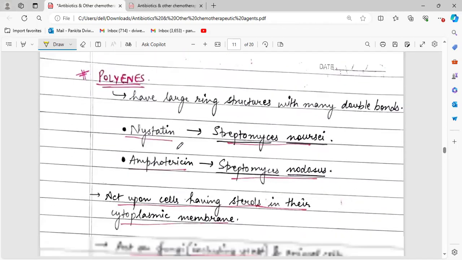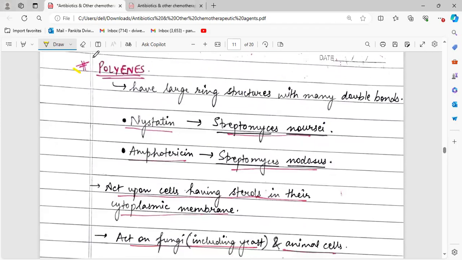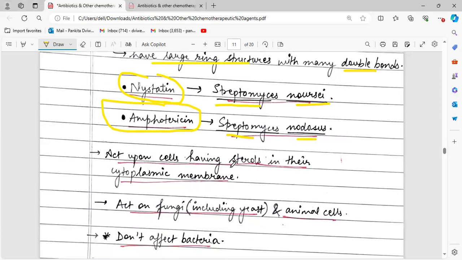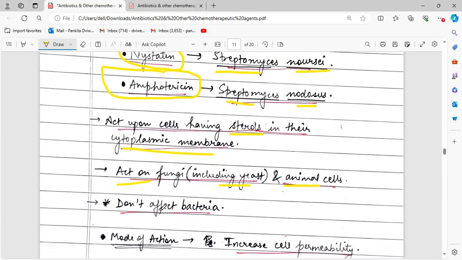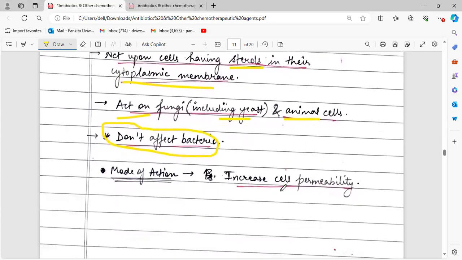Polyenes are the kind of antibiotic agents that have large ring structures and many double bonds. The two kinds of polyenes are nystatin and amphotericin. Nystatin is obtained from Streptomyces noursei and amphotericin is obtained from Streptomyces nodosus. These polyenes act upon the cells that have sterols in their cytoplasmic membrane. They act on fungi, including yeast, and other animal cells. The polyenes do not affect bacteria, so they affect the fungi. The mode of action of polyenes is that they increase the cell permeability.